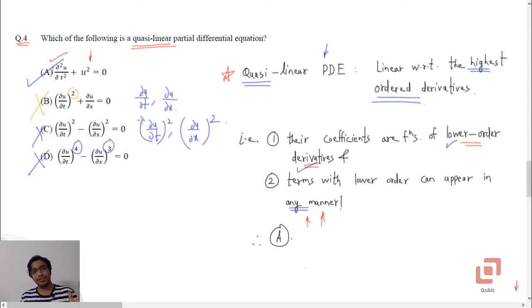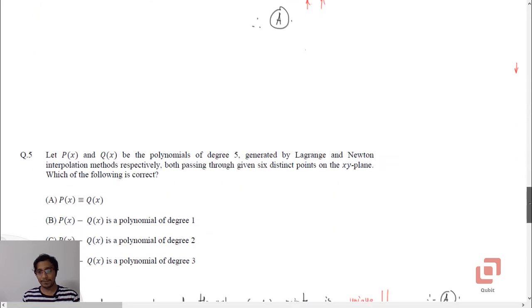Now once you recognize which one of them is quasi-linear, you can actually stop checking the other options and go to the next question. But I thought I should explain why the others are not quasi-linear. So that was question 4 on PDE, let's go to fifth.